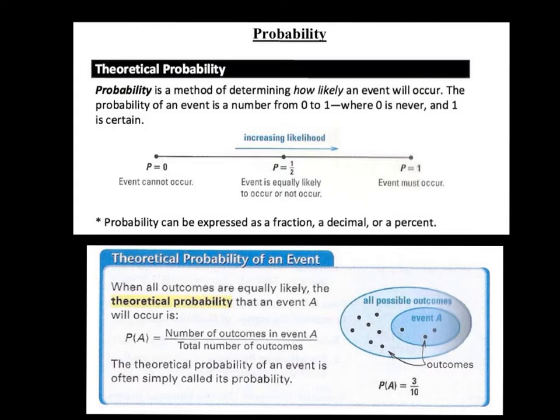So when all outcomes are equally likely, you can say that the theoretical probability that some event A will occur is the number of outcomes in event A over the total number of outcomes that there are. So theoretical probability is saying theoretically there's this many things, and event A is this many out of the total, so theoretically this should be the probability.